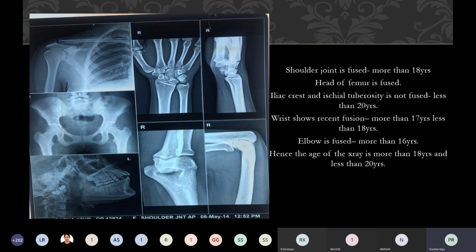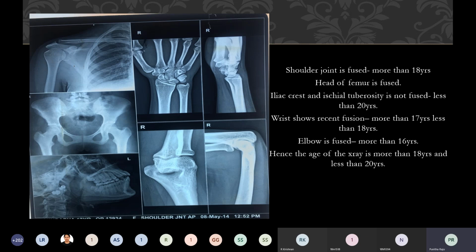In the pelvic X-ray, you can see the iliac crest has appeared. Go very close to the X-ray, only then can you tell whether it has appeared and fused or not. When you see the iliac crest, you can see a small gap. It is not completely fused. You can see the small gap on the lateral side of the iliac crest. So that means it is not fused.